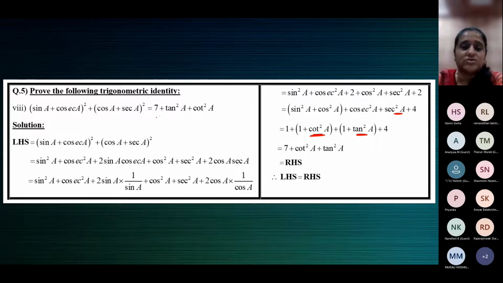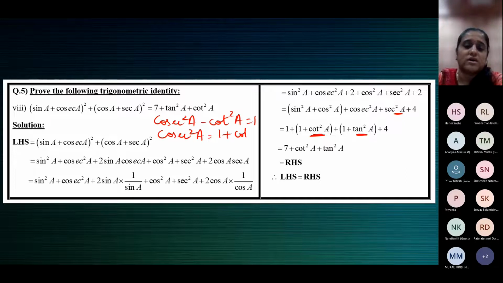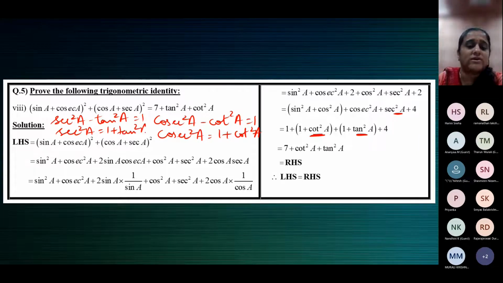Identity: cosecant square A minus cot square A is 1. So from this we have cosecant square A is equal to 1 plus cot square A. Similarly, secant square A minus tan square A is equal to 1. So from this, secant square A is equal to 1 plus tan square A.